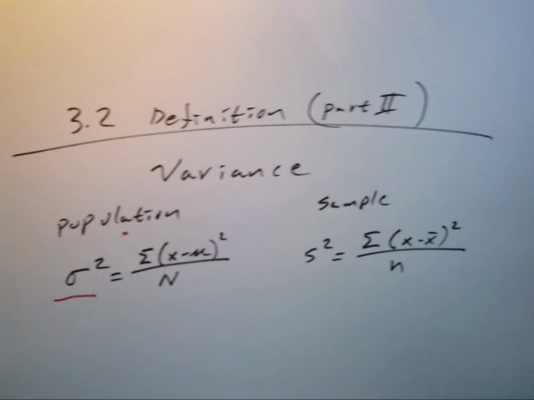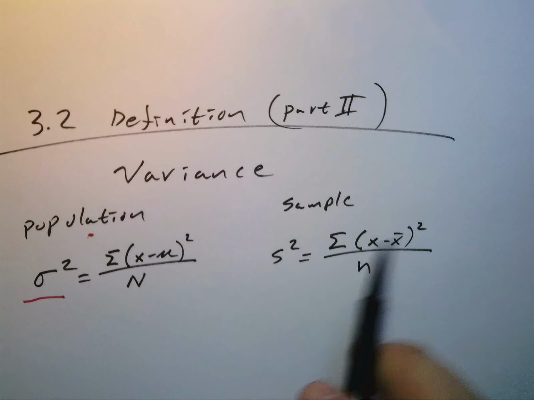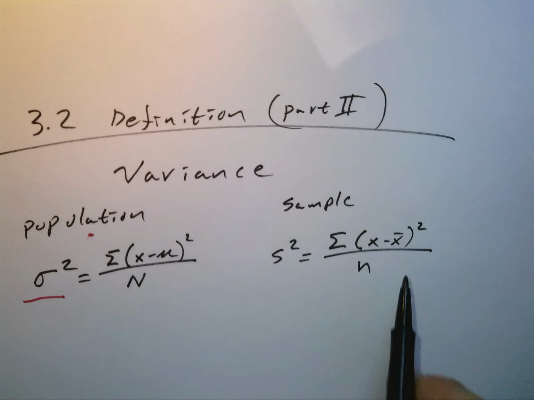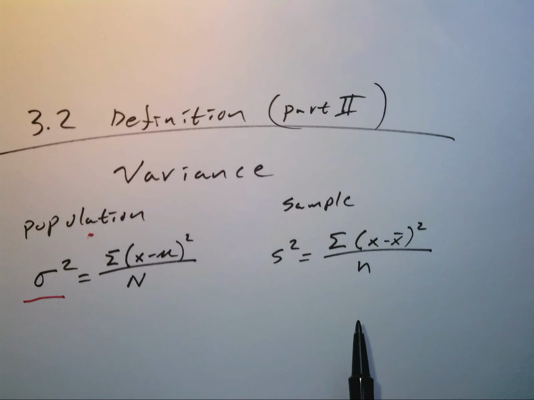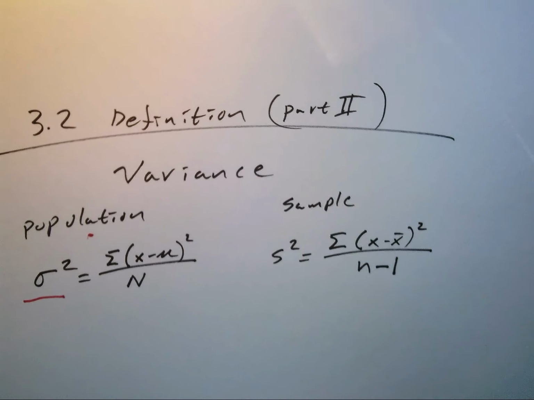Now, when we look at the population variance versus the sample variance, there's one change to the formula. So it's s squared equals the sum of the difference of the squares divided by, we're not going to use n the sample size, we're going to use n minus 1 instead. Now, there's a big old complicated statistical reason for this.